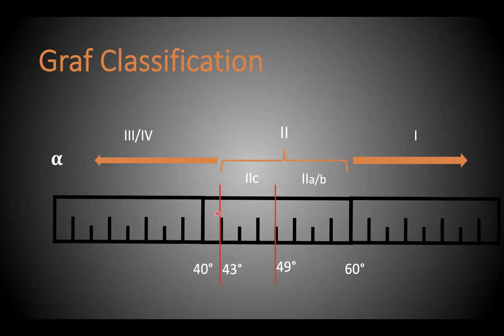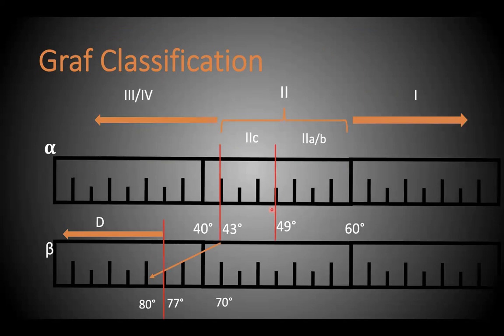So a 2C is when the alpha angle is between 43 and 49. To differentiate between a 2C and a type D hip, the beta angle is going to be of help. So if you have measured an alpha angle which is between 43 and 49, but your beta angle is more than 77, then it is not a 2C hip, it is a type D hip. Is that clear? Yes, sir.